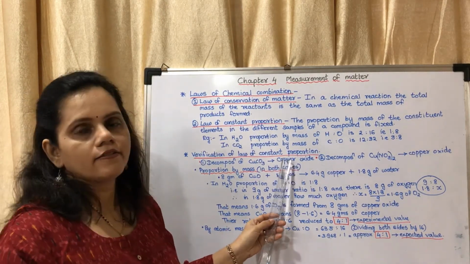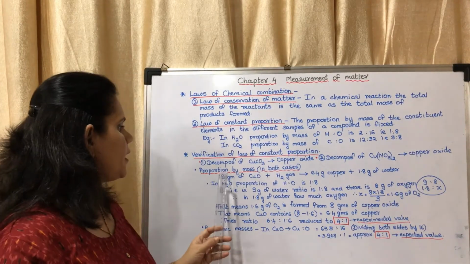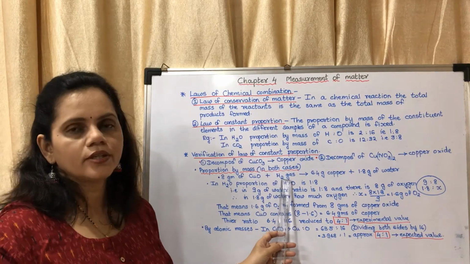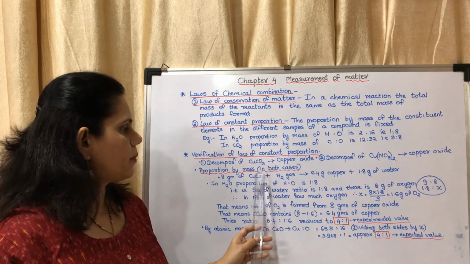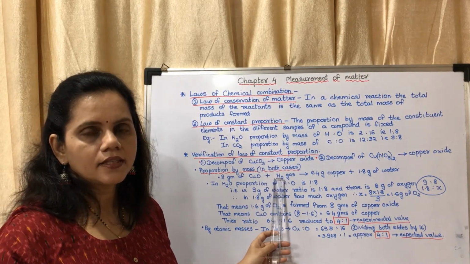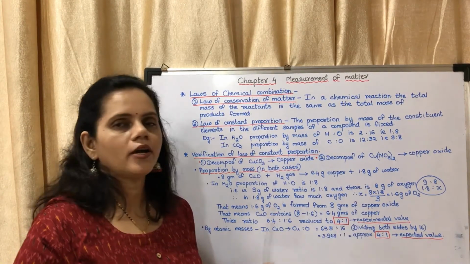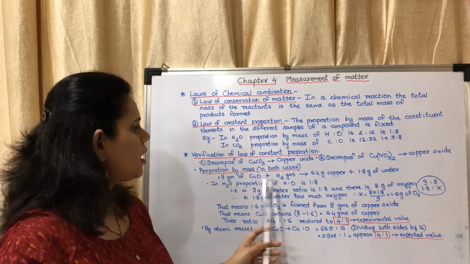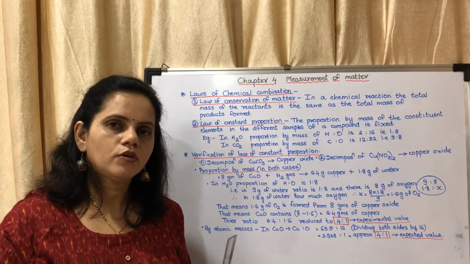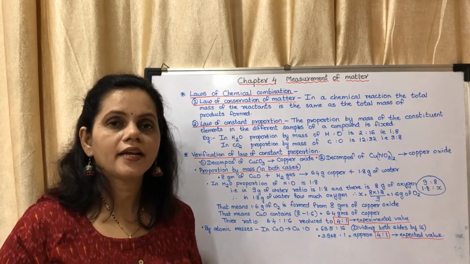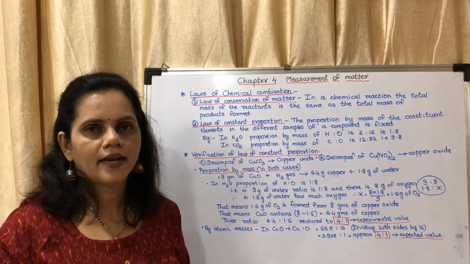This copper oxide you have to take 8 grams, this copper oxide also you have to take 8 grams, and after taking it you have to make it react with hydrogen gas. You will get 6.4 grams of copper and 1.8 gram of water. Now how it is calculated depends upon the molecular weight and atomic weight, but this is an example. They haven't explained how you got those values, but they are the values.